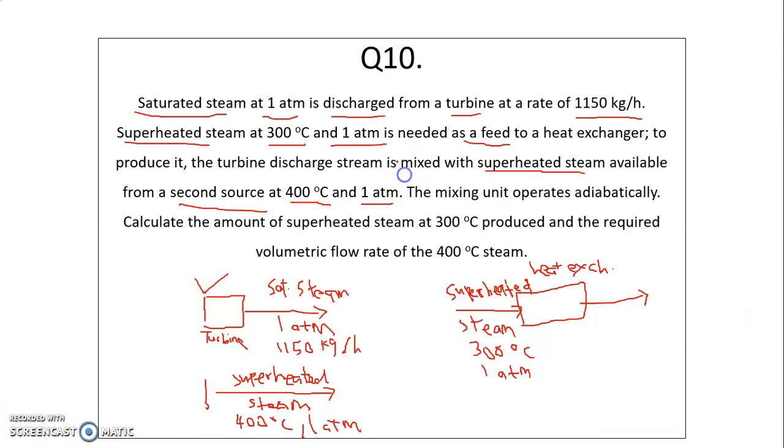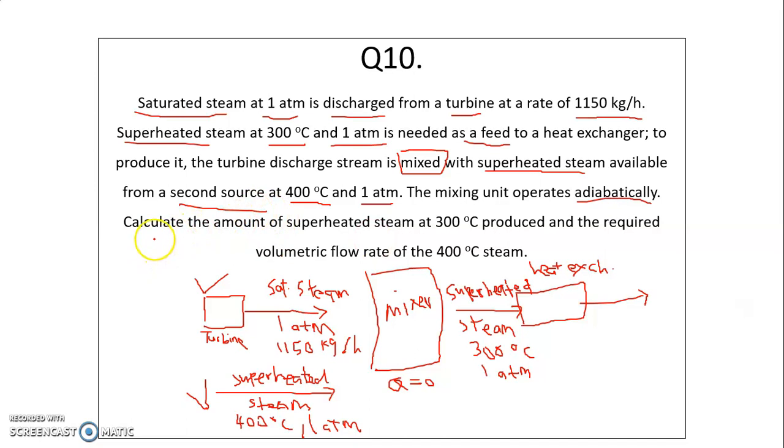Okay, mix here means this turbine stream is mixed with this second source. Let's say this is the mixer. The mixing unit operates adiabatically, which means Q is 0.